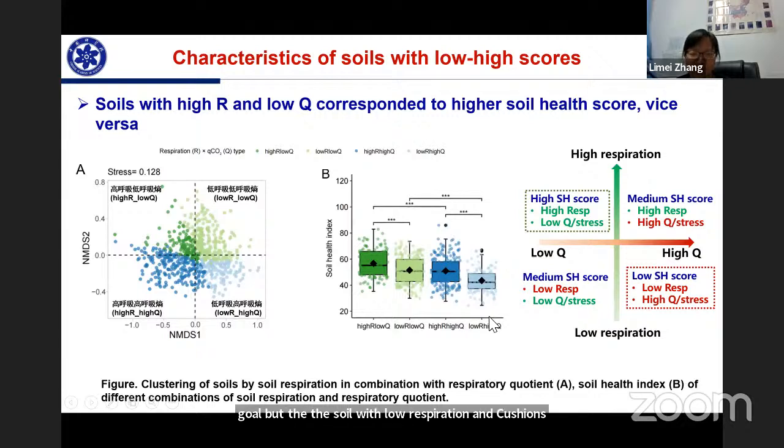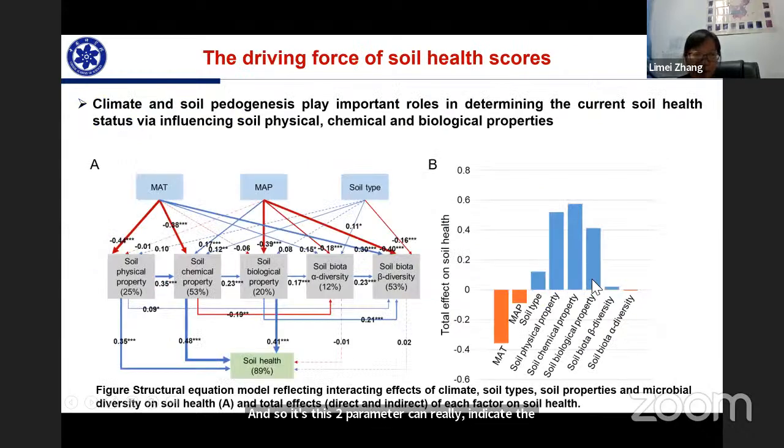I think it's really interesting, as high respiration means microbes have high activity, but a high quotient means microbes may have very low energy use efficiency and be under stress. So these two parameters can really indicate soil health. We think it's quite important.